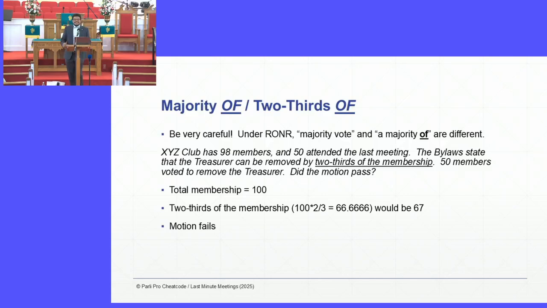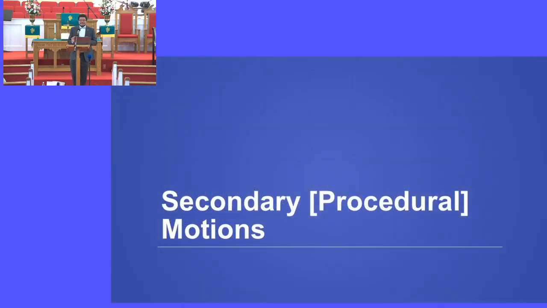Okay, next section and last section. So we're going to be talking about secondary motions, and these are procedural motions. They aren't items of business themselves. They just alter how the thing is going to be considered in the group as a whole.